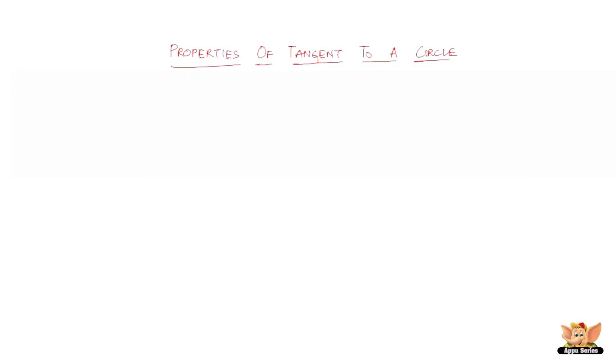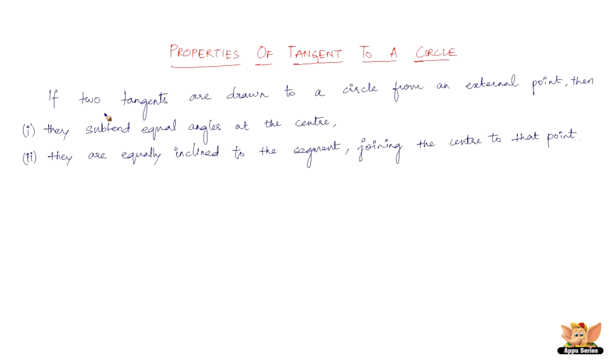So here we are, we've got another property of a tangent to a circle. It reads like this. If two tangents are drawn to a circle from an external point, then they subtend equal angles at the center and they are equally inclined to the segment joining the center to that point.